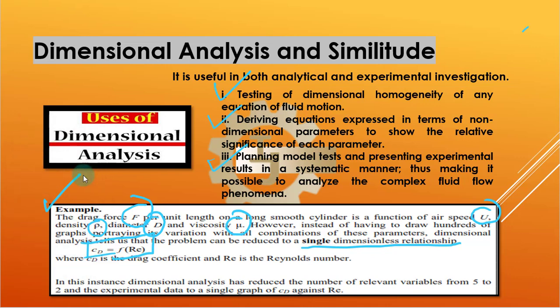Now what is CD and what is RE here? CD is the drag coefficient and RE is Reynolds number. In this instance, dimensional analysis has reduced the number of relevant variables from 5 to 2 and the experimental data to a single graph of CD against Reynolds number. So we'll understand about the use of dimensional analysis in detail. So let's begin the video.